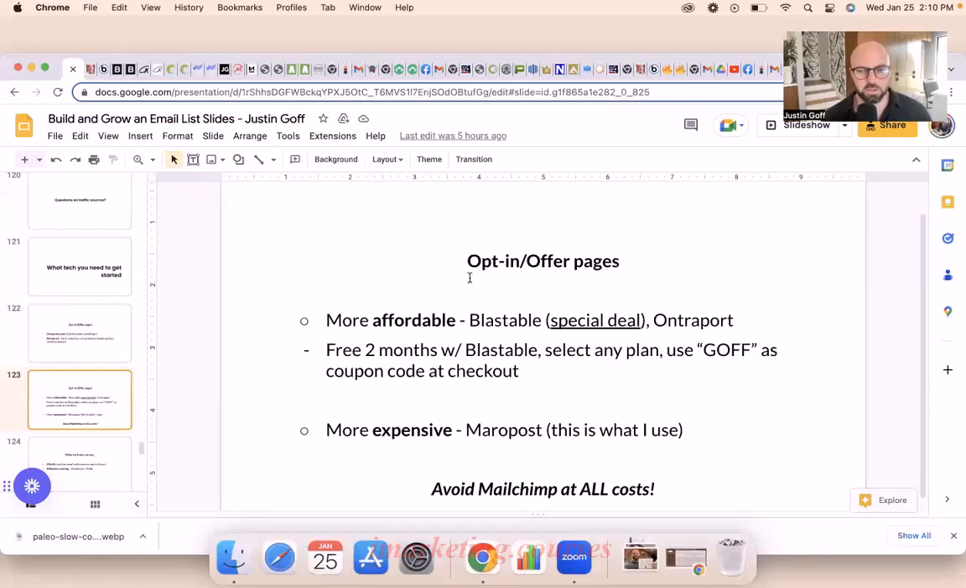Opt-in offer pages. I'm not sure why it says that.